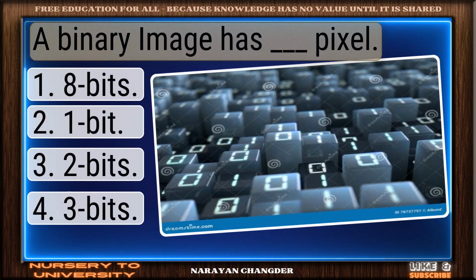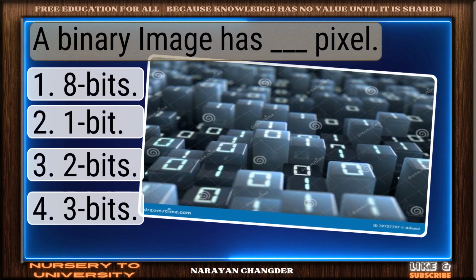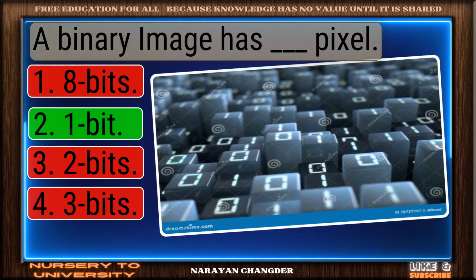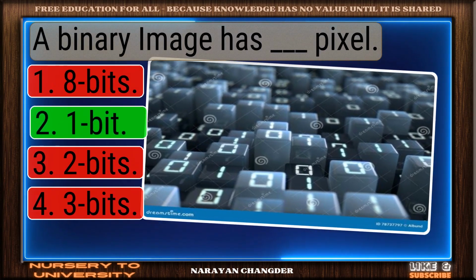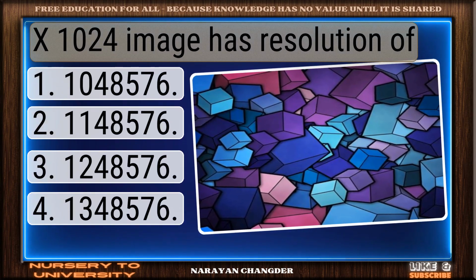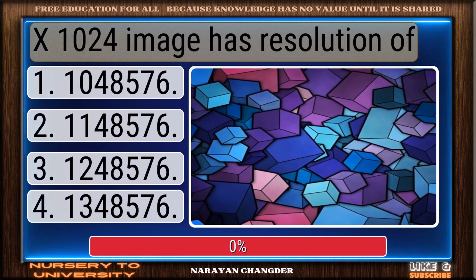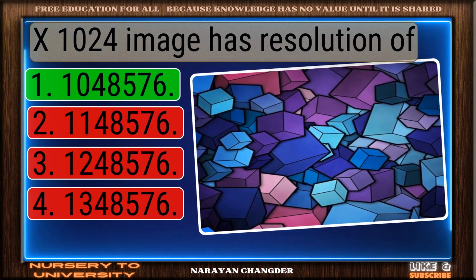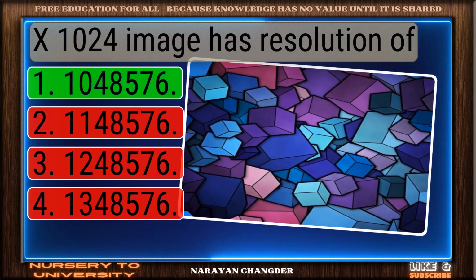Question number 72. A binary image has dash pixel. You got it. Your choice 1 bit is right. Question number 73. 1024x724 image has resolution of? Correct. 148576 is the right answer.